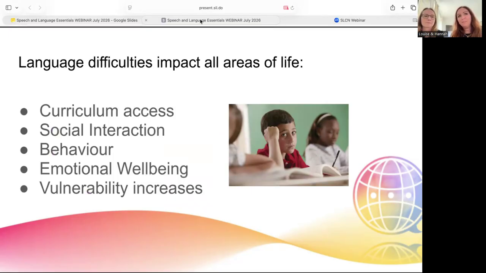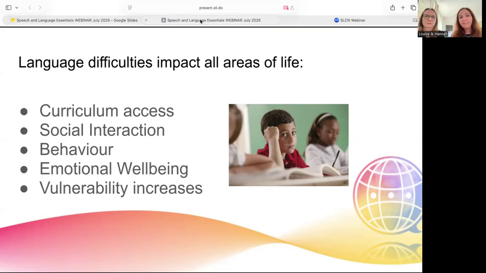So language difficulties impact all areas of learning. They impact the access to the curriculum. Children need to understand instructions, task demands, subject-specific vocabulary, and to be able to express their thoughts, their narratives, and explaining ideas across all subjects. The attainment gap can widen for those children with SLCN, sometimes making secondary school inaccessible.